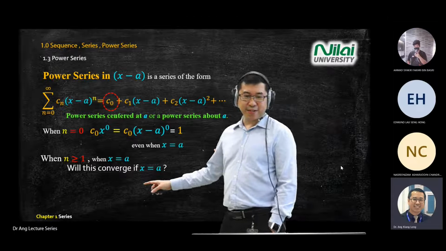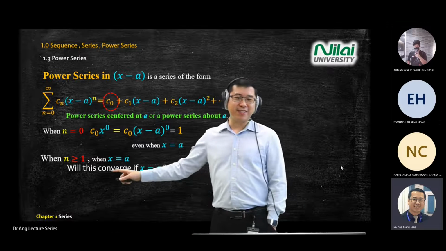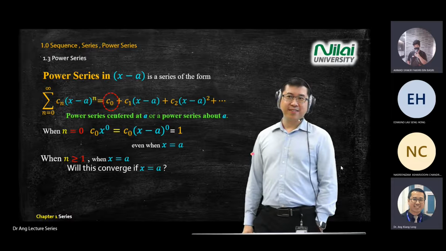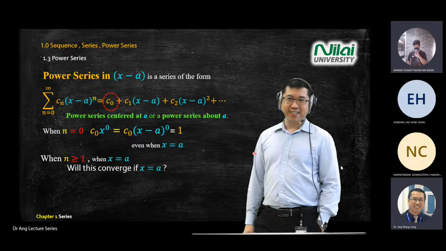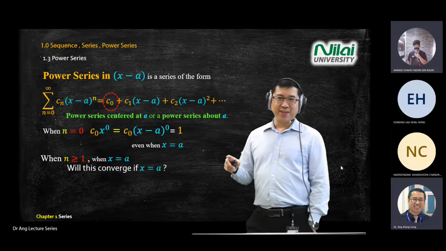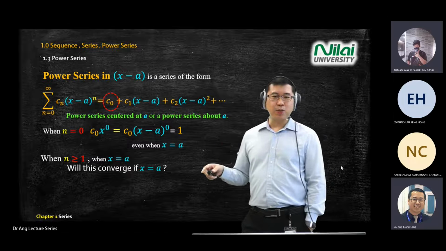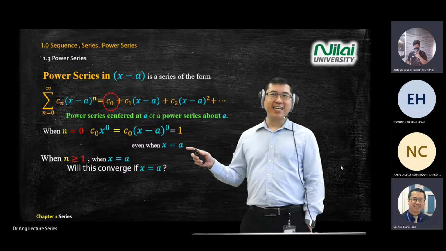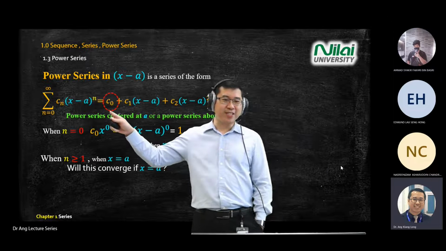Does the data converge? What do you understand about converge and diverge? Converge is like when you increase the n, the number will become closer to one number, right? One number. While diverge is like infinity, right? Infinity. Okay.